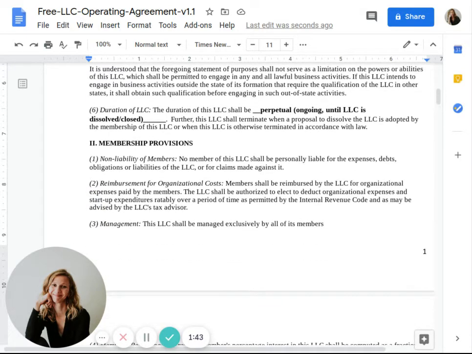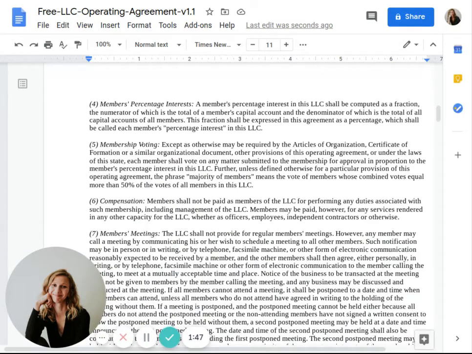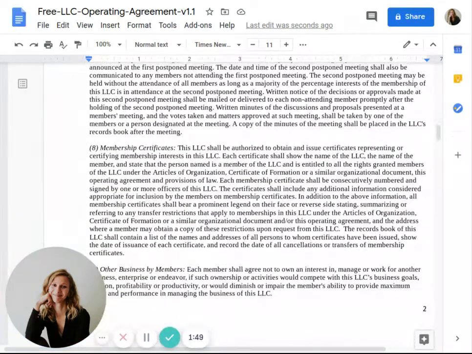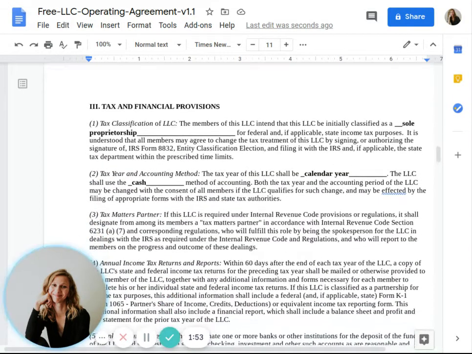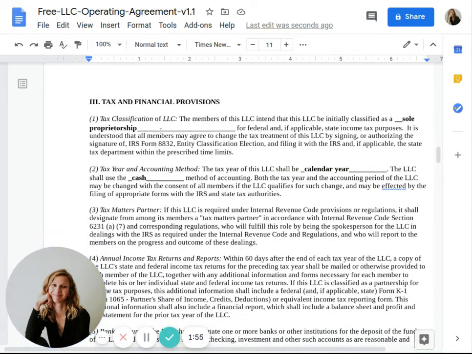All right. So that's all page 1. Now we're going to page 2. And skipping on down to page 3. All right. So you have a single member LLC, and because of that, the government taxes it the same as a sole proprietorship. So for tax classification, it's classified as a sole proprietorship. So you'll type that in there.